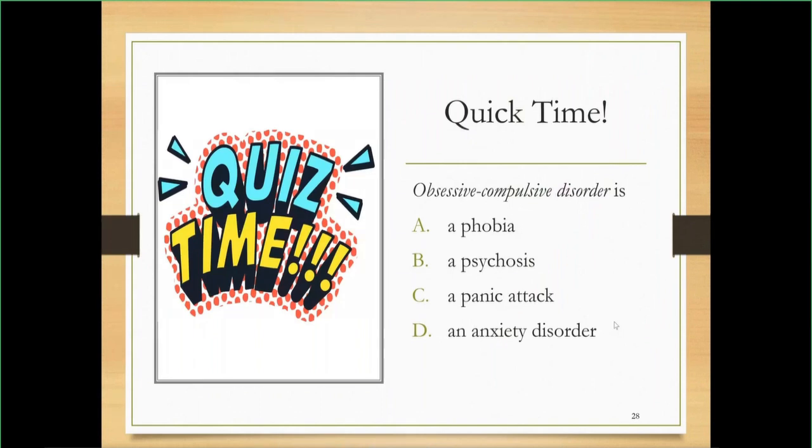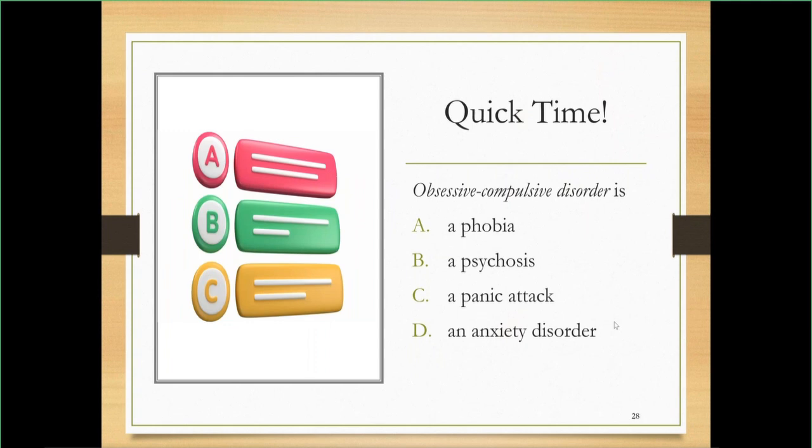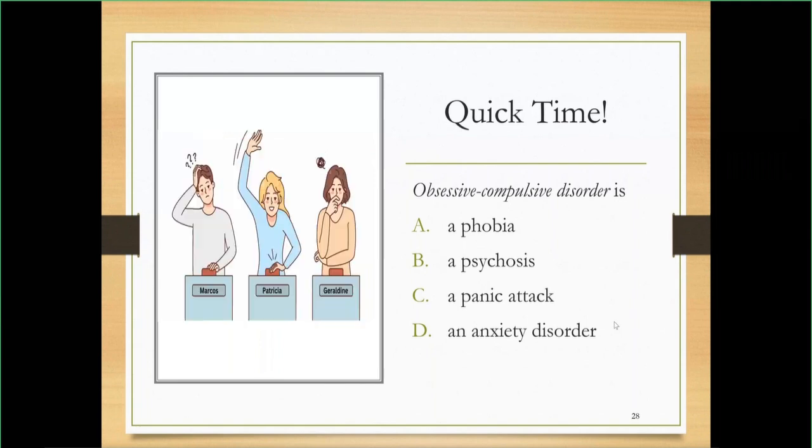It's quiz time again. Obsessive compulsive disorder is: A, a phobia. B, a psychosis. C, a panic attack. D, an anxiety disorder. One volunteer at a time, please.